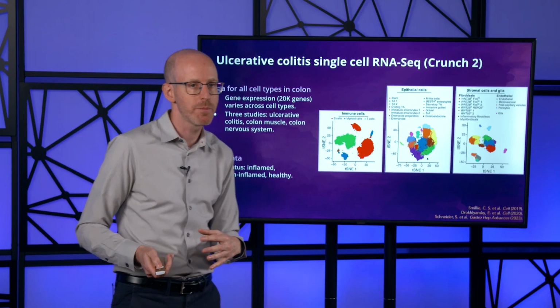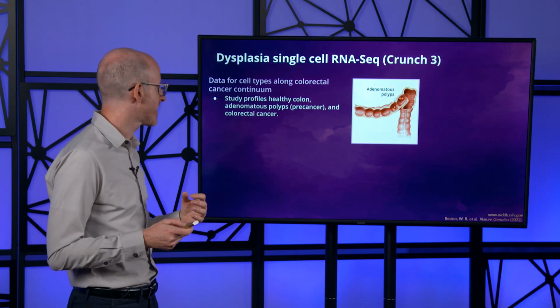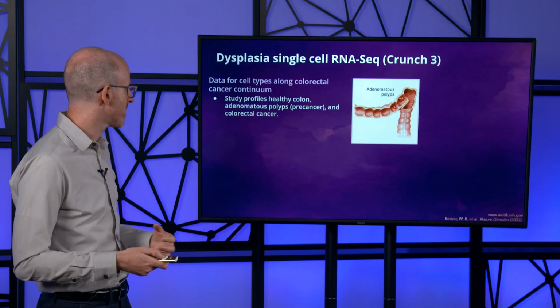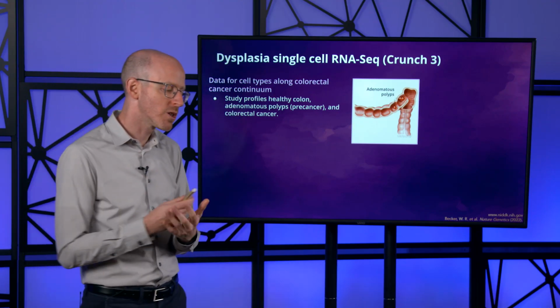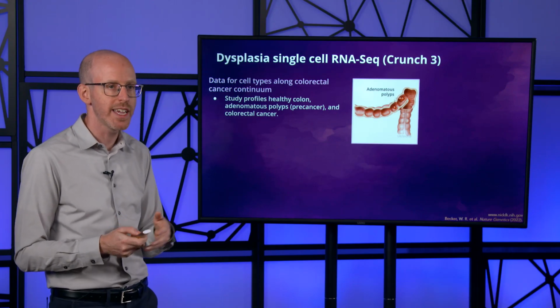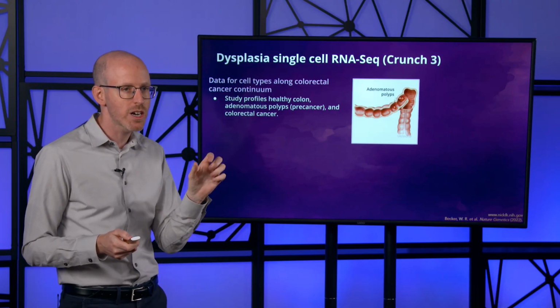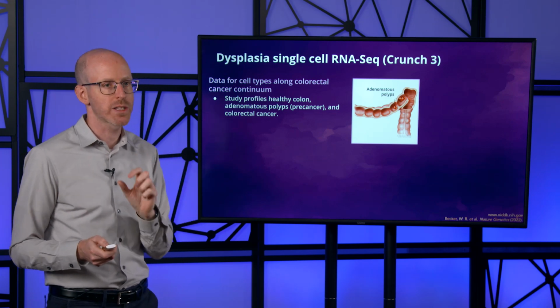so you can really look at what genes are differentiating inflamed from healthy colon. And then the last single-cell transcriptomics data set we're going to provide you comes from a study that was made looking at the colorectal cancer continuum. So this was a study carried out by William Greenleaf and Michael Snyder at Stanford University, and they collected samples from healthy colon, from adenomatous polyps or precancer, and from colorectal cancer.